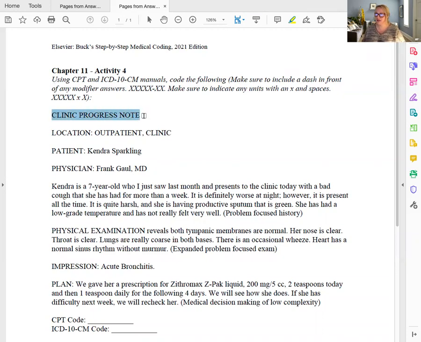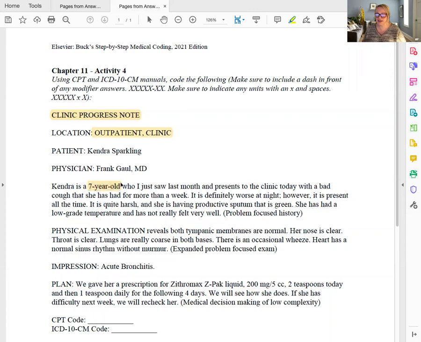So here I have a clinical progress note, which tells me at the top that it's located in an office outpatient setting. I've determined that the type of visit is going to be somewhere between a 99202 through a 99215 for my office and other outpatient services. I also need to determine if this patient has been seen before, which will identify the type of service. The patient's name is Kendra Sparkling and it's seen by Dr. Gall. Kendra is a 7-year-old.